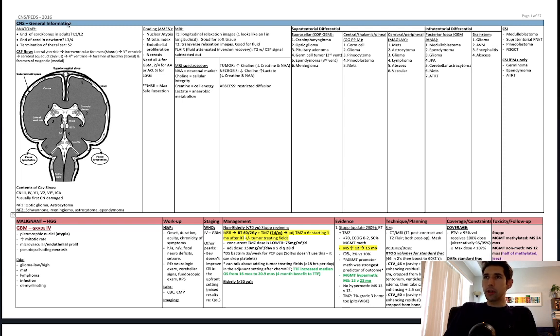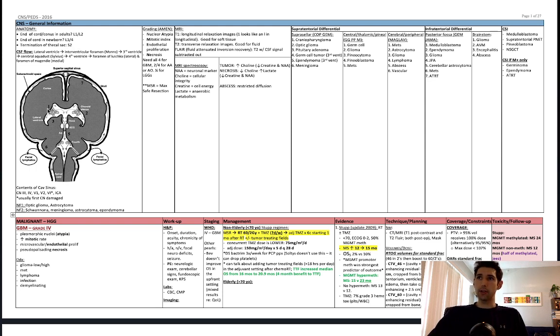Let's just go through some general information for CNS cancers. First, anatomy. The end of the cord, or the conus medullaris, in adults is higher up than it is for children. So for adults, it's L1 to L2, and the end of the cord in newborns is L3 to L4. The termination of the thecal sac is S2. You can remember that sac for S, sacrum, S2.